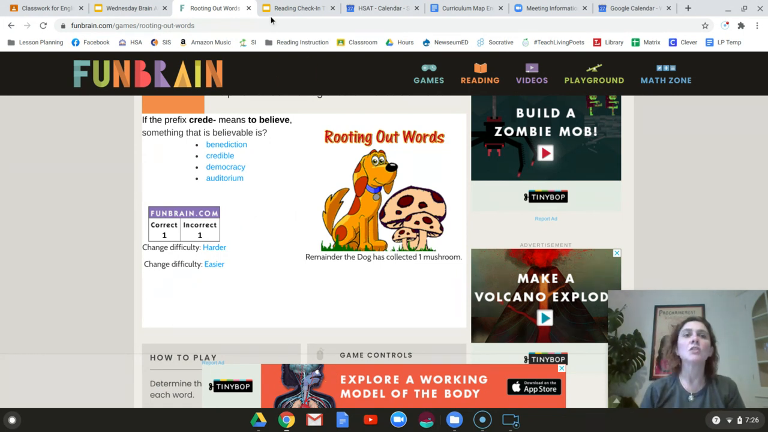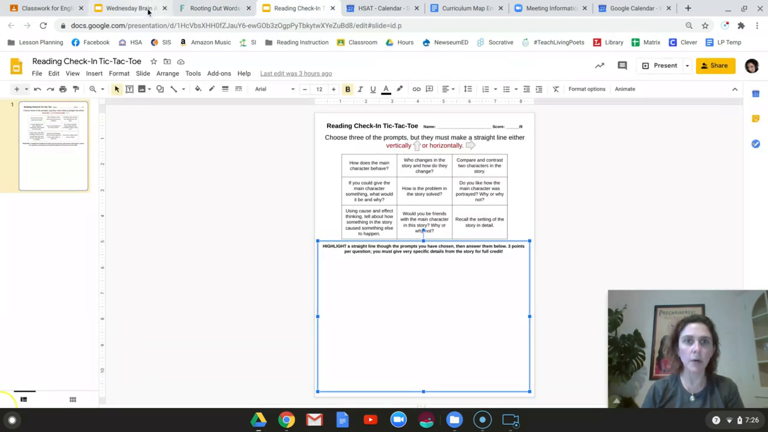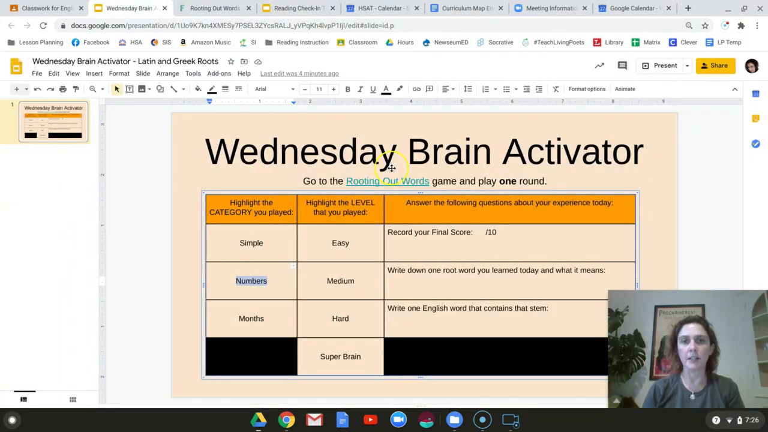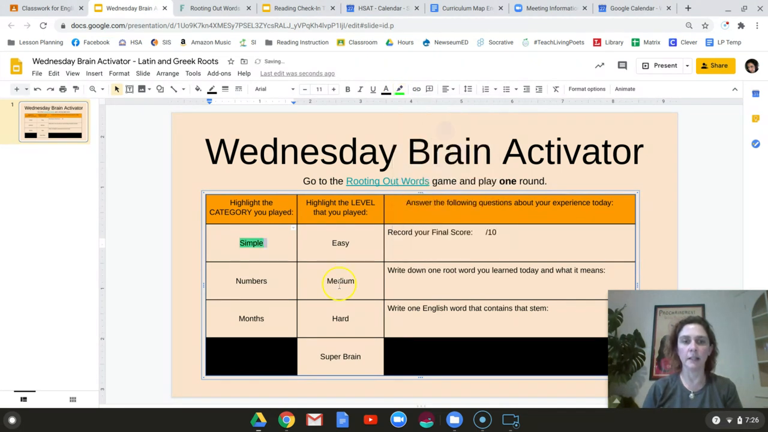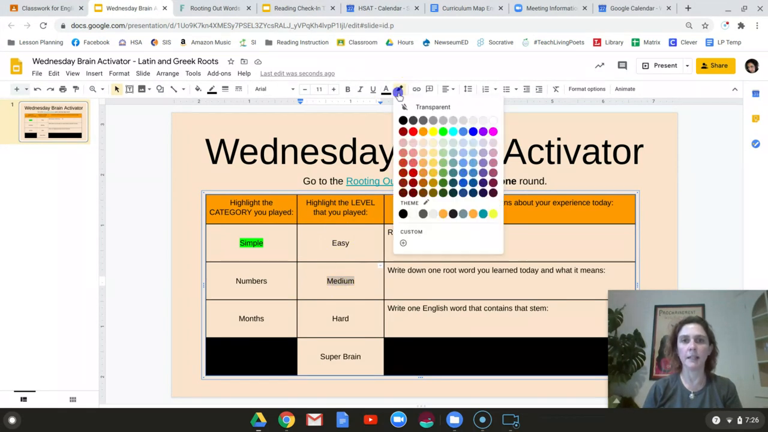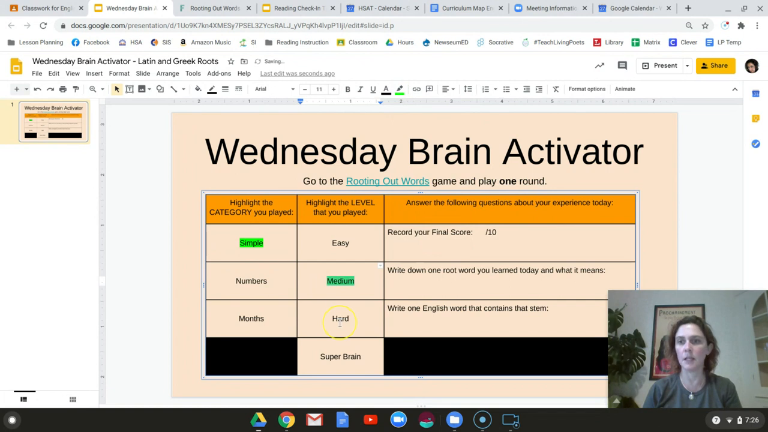All right. So after you've played the game, and there will be 10 questions, you are going to go to your brain activator slide. Okay. So did I choose numbers? No, I chose simple, I think. So I'm going to highlight the category I played. I just double click on that, go to my highlight function and click it. Highlight the level that you played. I did medium, so I'm going to highlight that so that it keeps track.